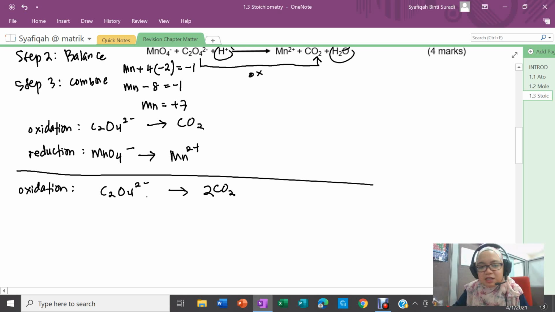Now we balance the electrons. Here it is negative, here it is 0. Where do we add the electrons? Add electrons on the more electropositive side. So the more electropositive side is here, so plus 2 electrons here. Settled, the balance for oxidation. Second, we balance for reduction.